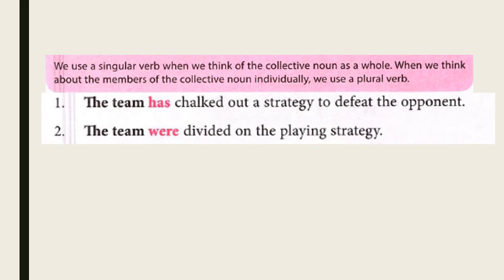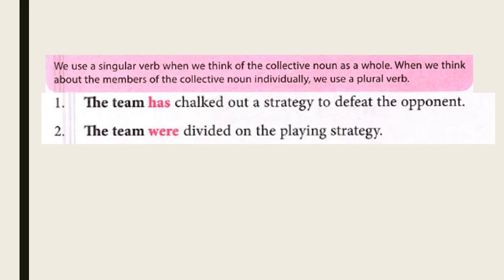We use a singular verb when we think of a collective noun as a whole. It is conveying one single idea, right? But when it is about the members of the collective noun, when they are taken differently and individually, then we use a plural verb. See the example. The team, when you consider it as a whole, then we need to write has. The team has chalked out a strategy to defeat the opponent. The team were divided on the playing strategy. There we are taking the members of the team individually. That's why we used the plural verb.